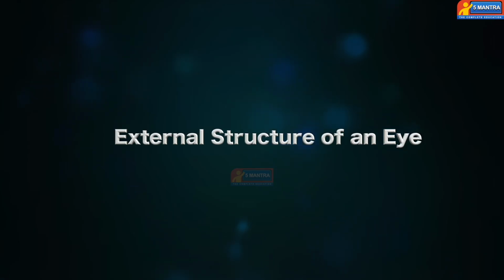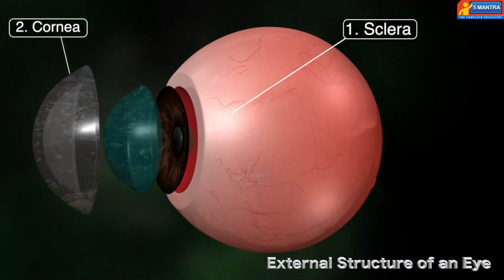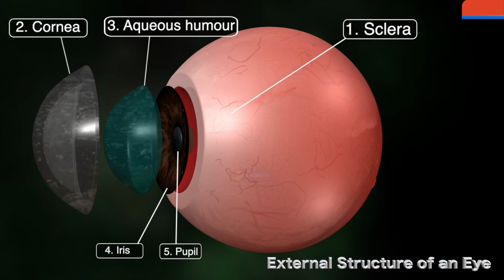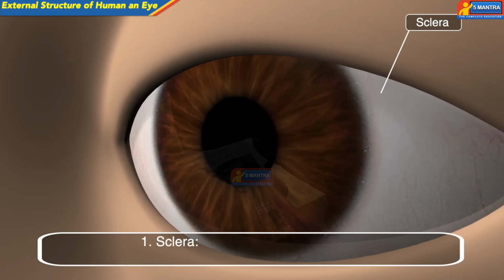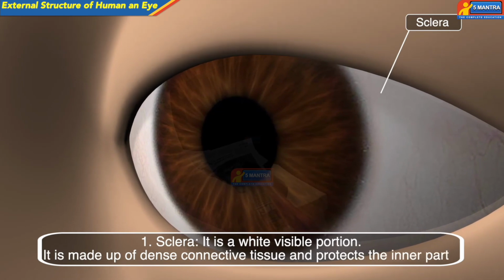External structure of an eye. 1. Sclera. 2. Cornea. 3. Aqueous humor. 4. Iris. 5. Pupil. Sclera. It is a visible white portion. It is made up of dense connective tissues and protects the inner parts.